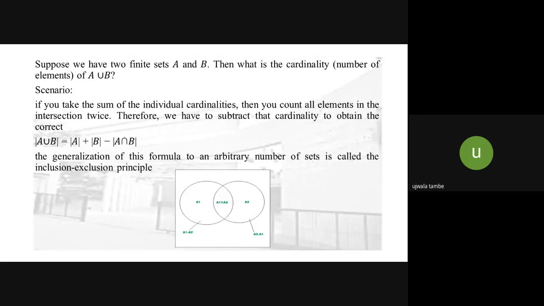Suppose we have two finite sets A and B. Then what is the cardinality of A union B? As we know, union considers all the elements from set A and set B. What is the scenario behind that? If you take the sum of individual cardinalities, then you count all elements in the intersection twice. Therefore, we have to subtract that cardinality to obtain the correct count. So we are going to subtract the intersection part, right?